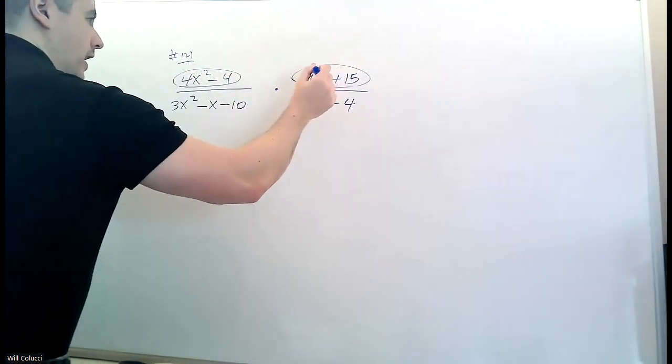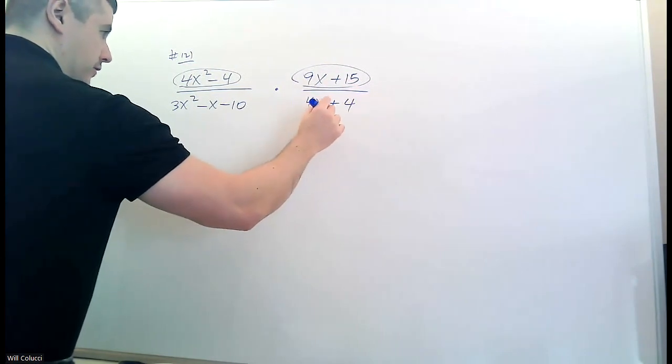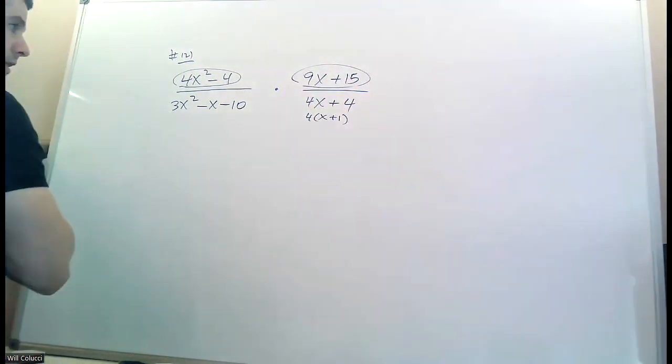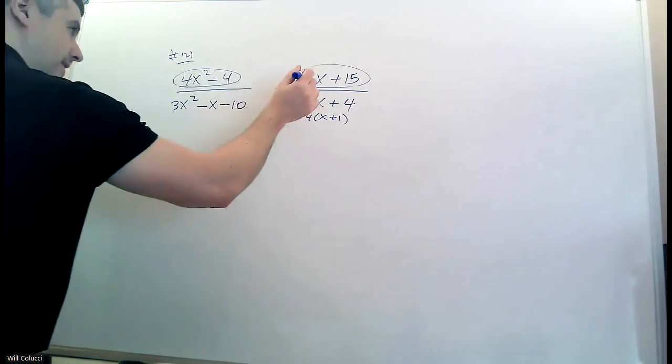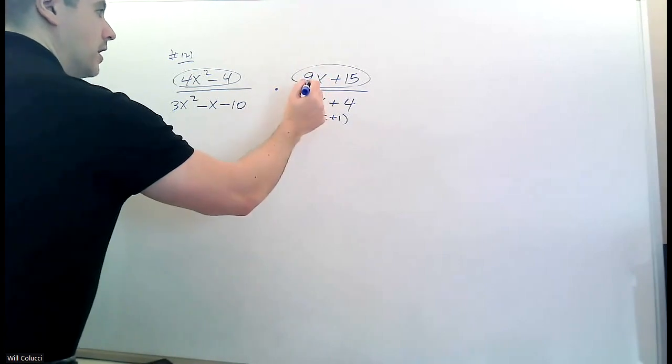Now I'll do this one first. This is a GCF. You may not recognize it. This one is very easy to recognize, right? You divide them both by 4. You get 4x plus 1. This one is much harder to recognize. I guess I was going to erase it.